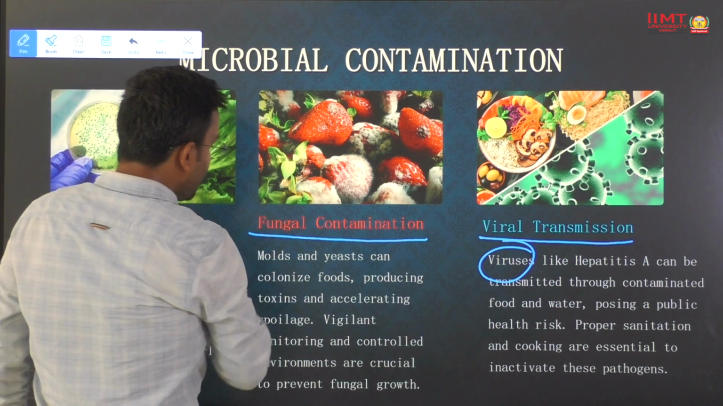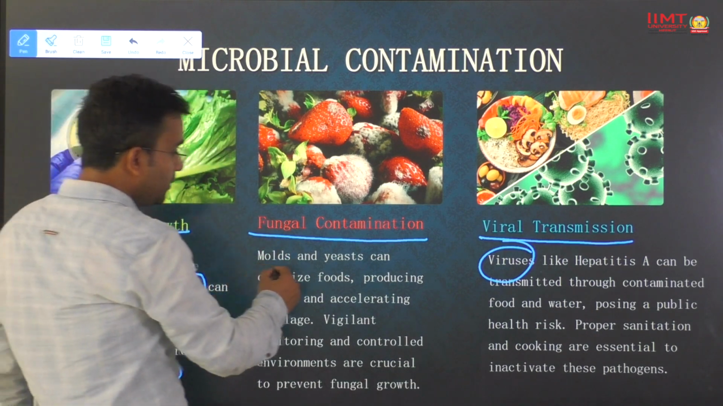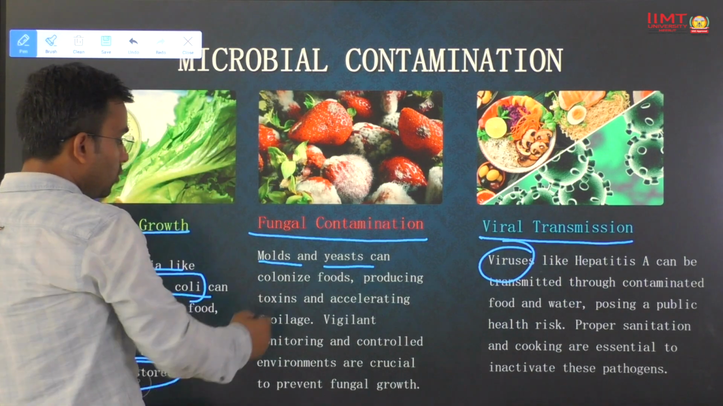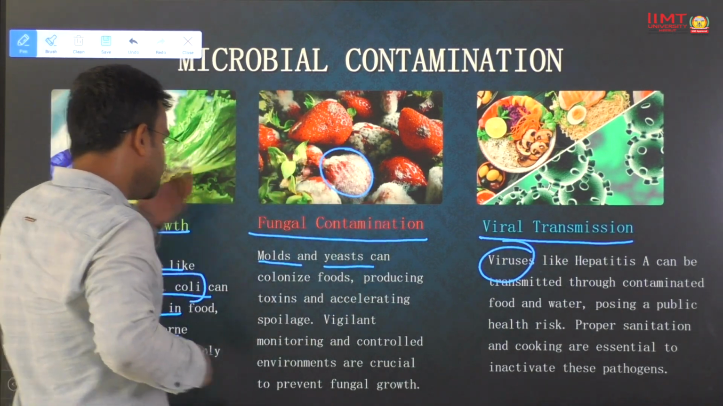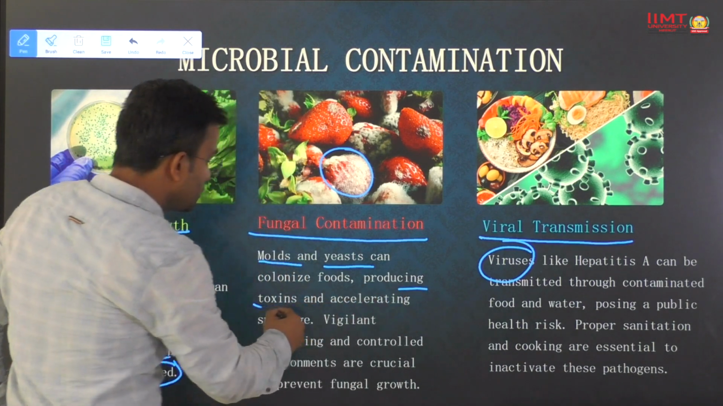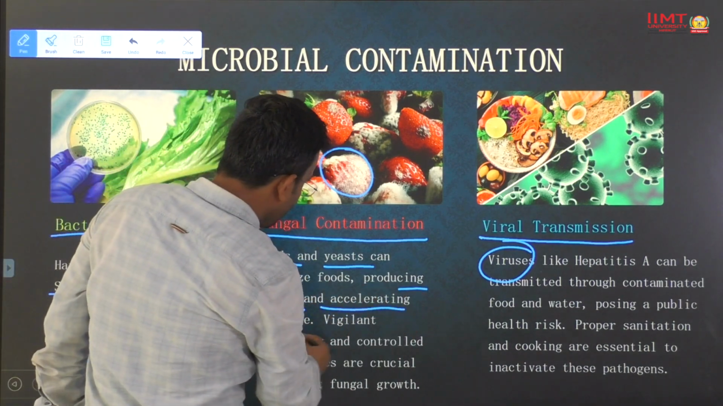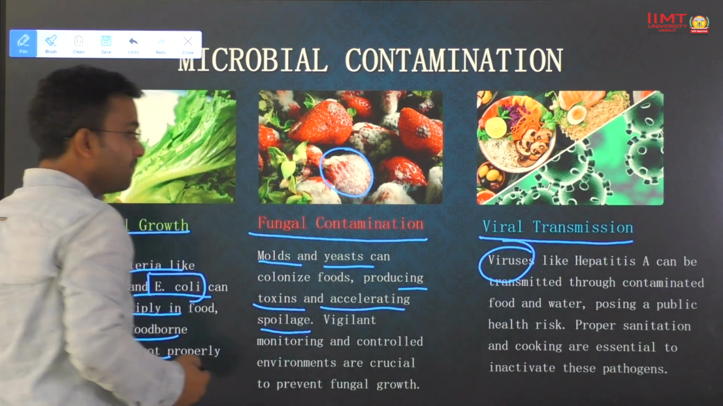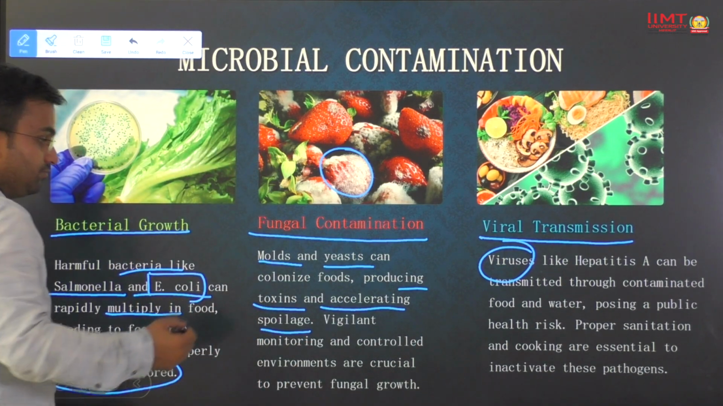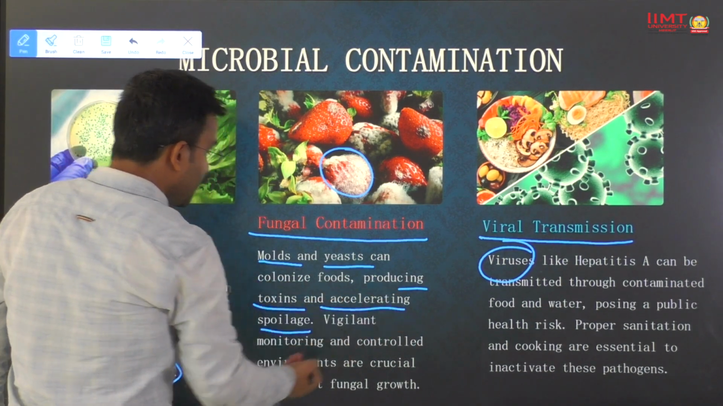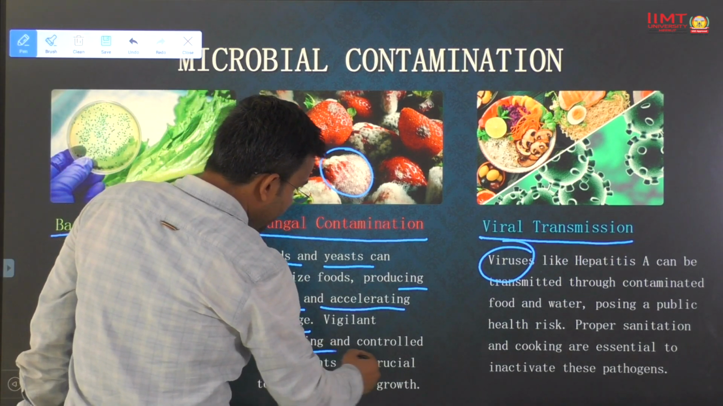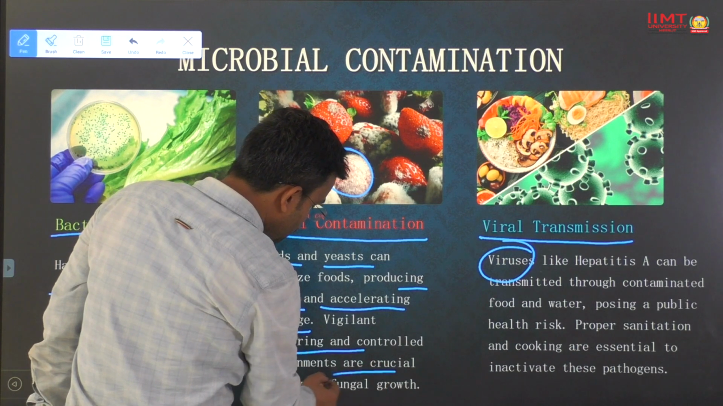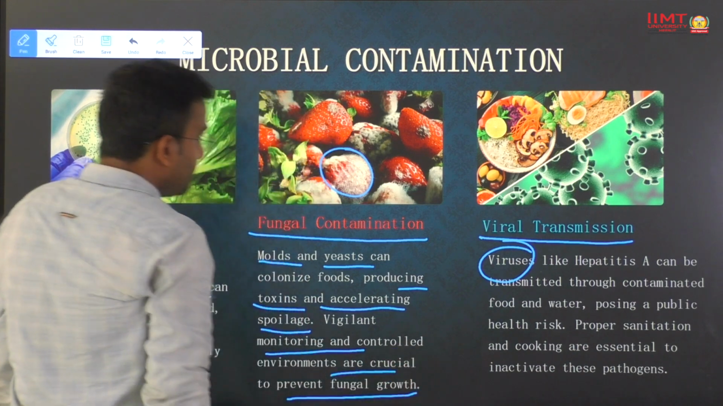Fungal contamination means mold and yeast can colonize, producing toxins and accelerating spoilage. So monitoring and a controlled environment are crucial to prevent fungal growth.